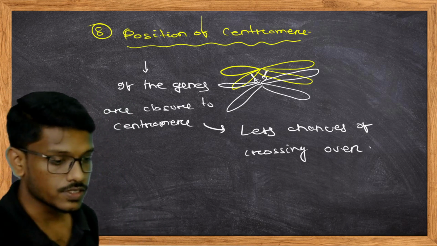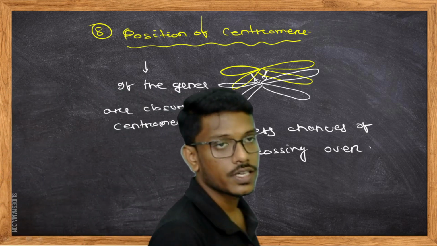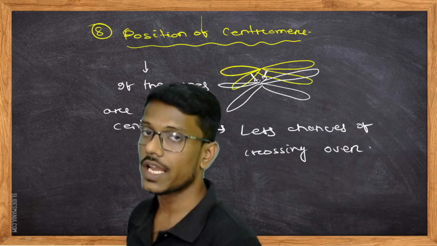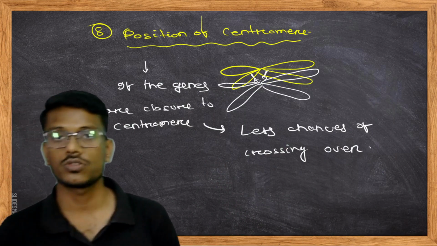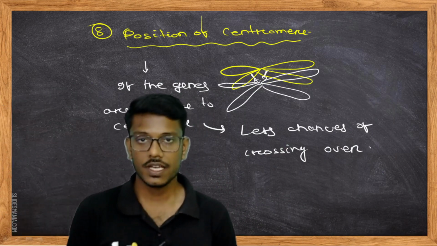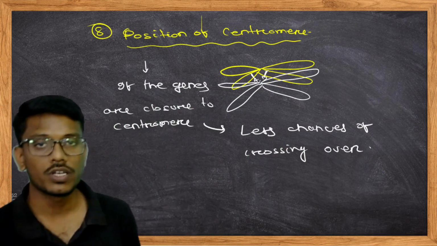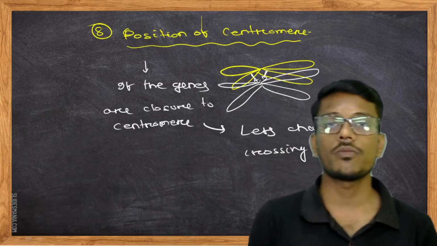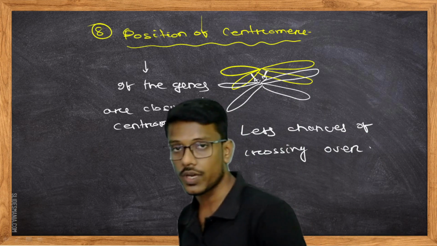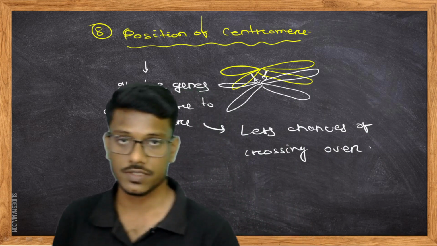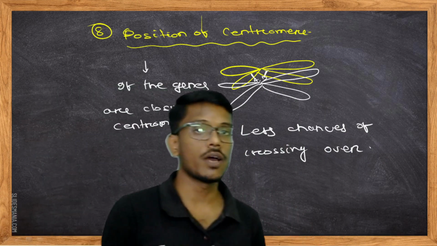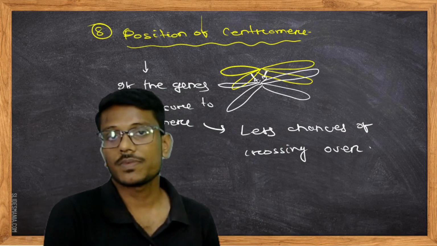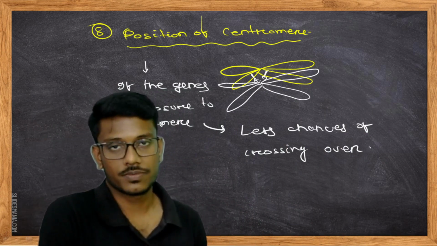Okay, so this is enough for this class. In the next class we'll continue from the types of linkage, and in that part we will discuss complete and incomplete linkage, and in that we will discuss one of the experiments performed by Bateson and Punnett by taking Lathyrus odoratus, and in that we will discuss another concept, that is the gametic coupling concept and gametic repulsion concept.